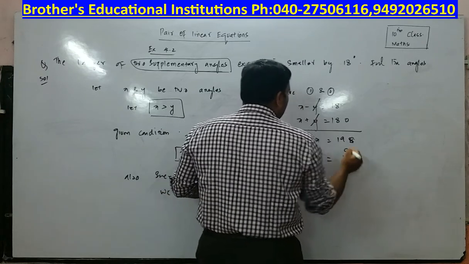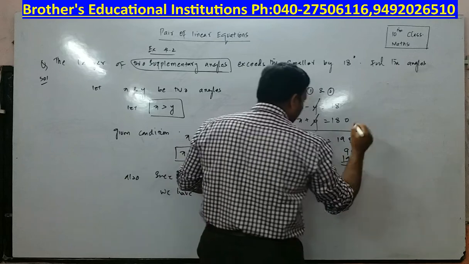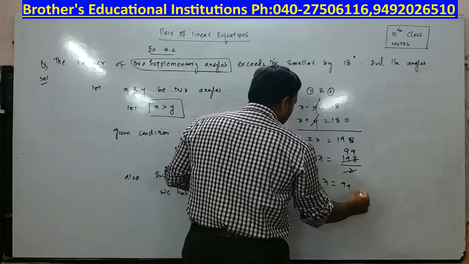2 ones are 2, 2 nines are 18, 1 carry, 2 nines are 18. x is equal to 99.